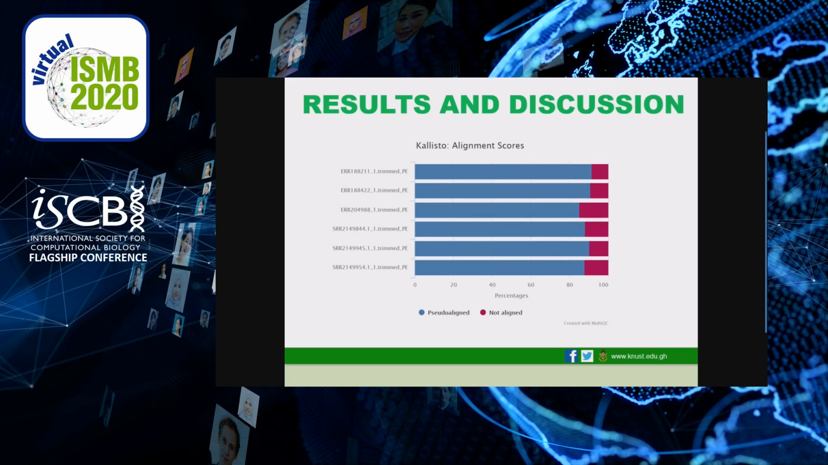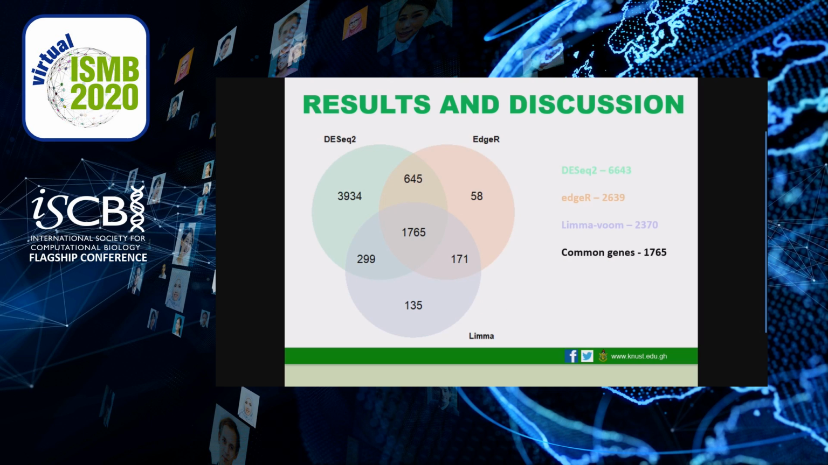Now concerning the results and discussion, I'll just run through a few of them. After mapping the trimmed reads to the human reference transcriptome, we found that over 80% of the reads mapped to known genes. Then we moved ahead to perform differential expression analysis using edgeR, DESeq2, and limma-voom.